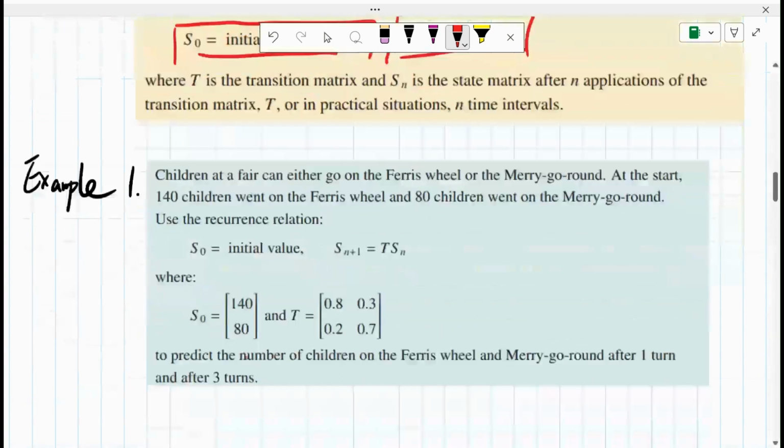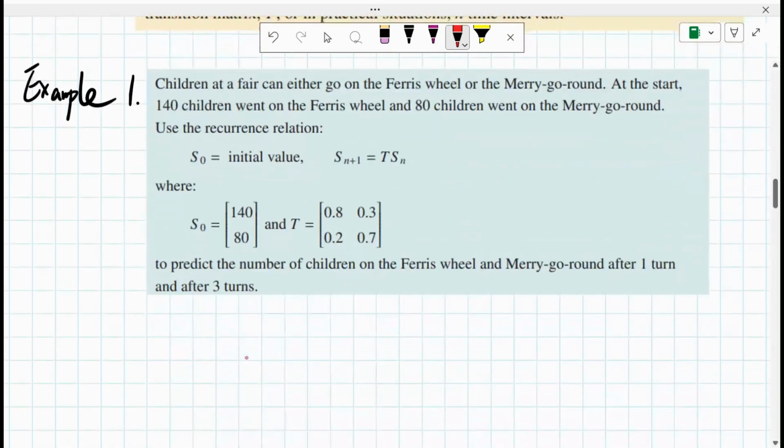So let's start with some questions. Some people ask me, what does TSn mean? That means T times Sn, okay? So that's going to be the same.